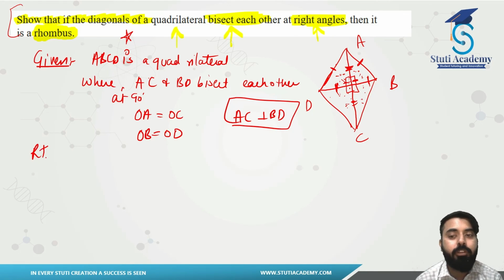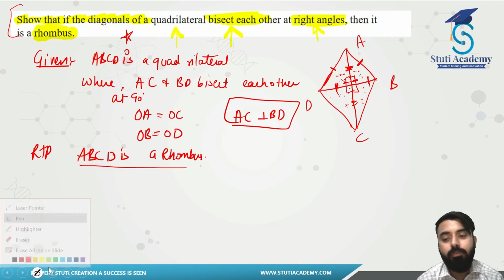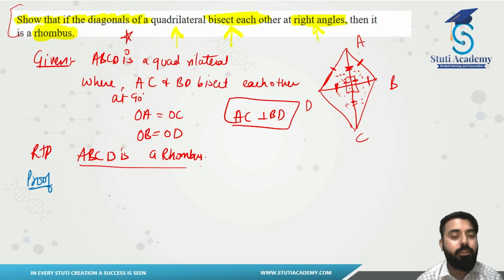Now required to prove is ABCD is a rhombus. So we have to prove that ABCD is a rhombus. So for proof, let's start with the proof now. Let me just change the ink. So proof. For this, we are going to take 2 triangles at first.